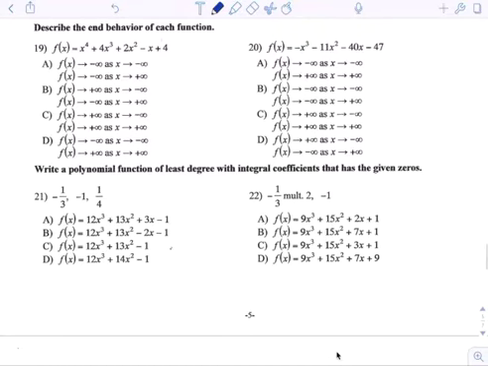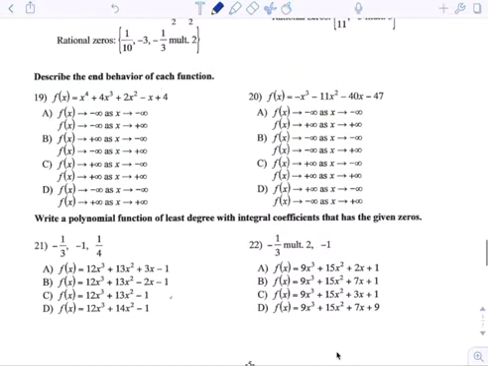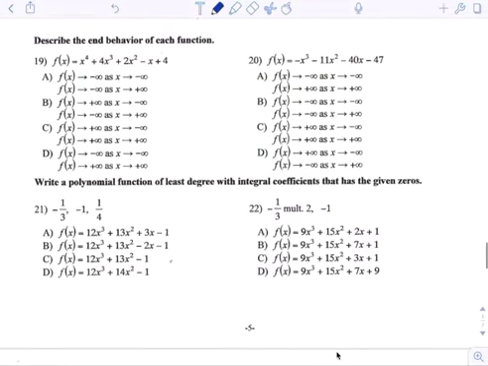All right, 19. Now, if you guys forgot about your list, here's a reminder for you guys. This is something you have to just memorize. A positive even is going to be up, up. A negative even is going to be down, down. A positive odd is going to be a down, up. And a negative odd is going to be an up, down.